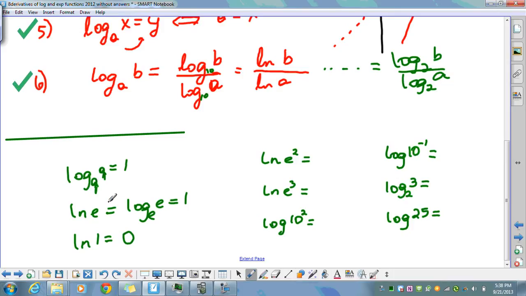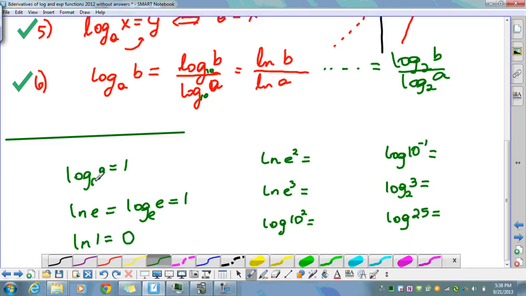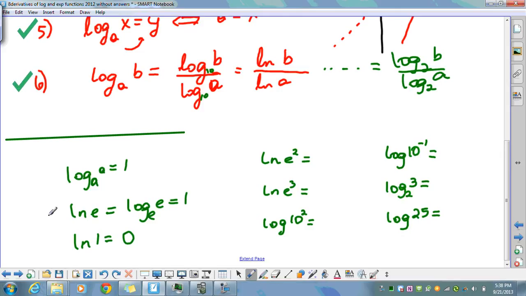Again, there are many ways to see that, but it's good in general to know that logarithm base a of a is always going to be equal to 1. So as long as this number matches that value over there, then you are going to have 1. So for example, natural log of e, that's logarithm base e of e. For the same reason above, this is also equal to 1.